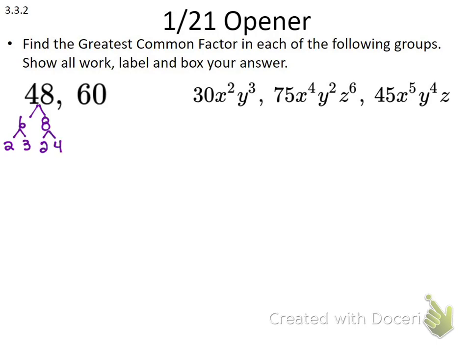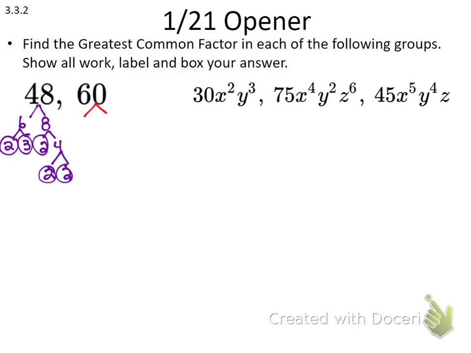What do I do with the 2s and 3s? Because they're prime numbers. Those are the numbers we're going to work with. Okay? And for 4? 2 times 2. Okay. What about for 60 then?